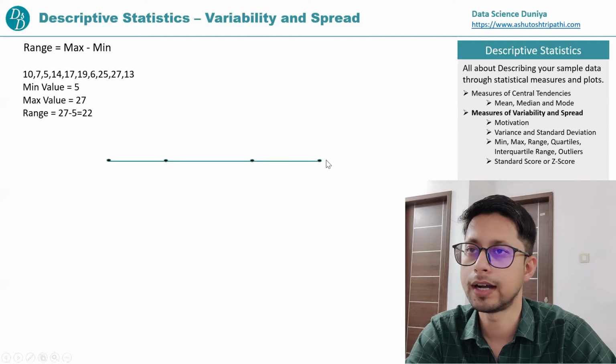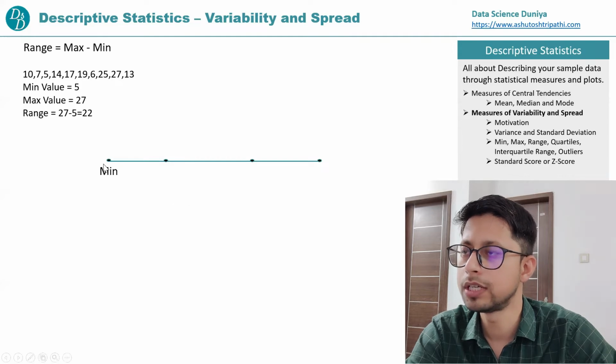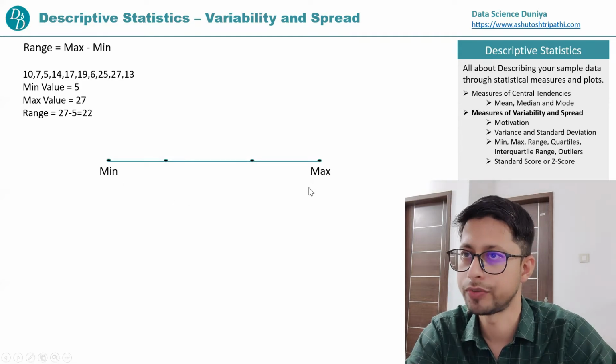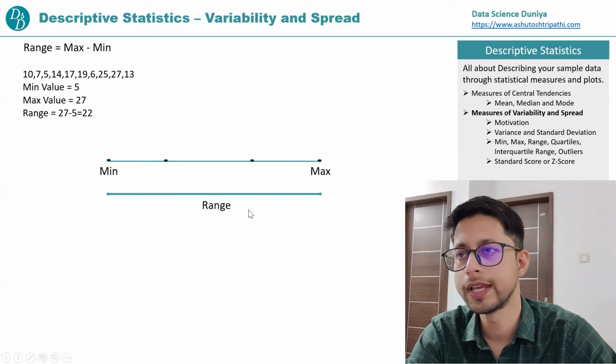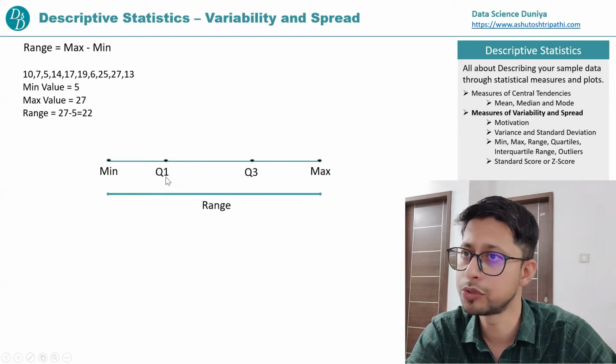Okay. And let me also explain with the help of a graphical representation. Suppose there is a min value and there is a max value. If you take the difference, that is max minus min, then this line denotes the range, from max till min. So this whole line is the range. And then what are these 2 points basically? These 2 points denote Q1 and Q3.